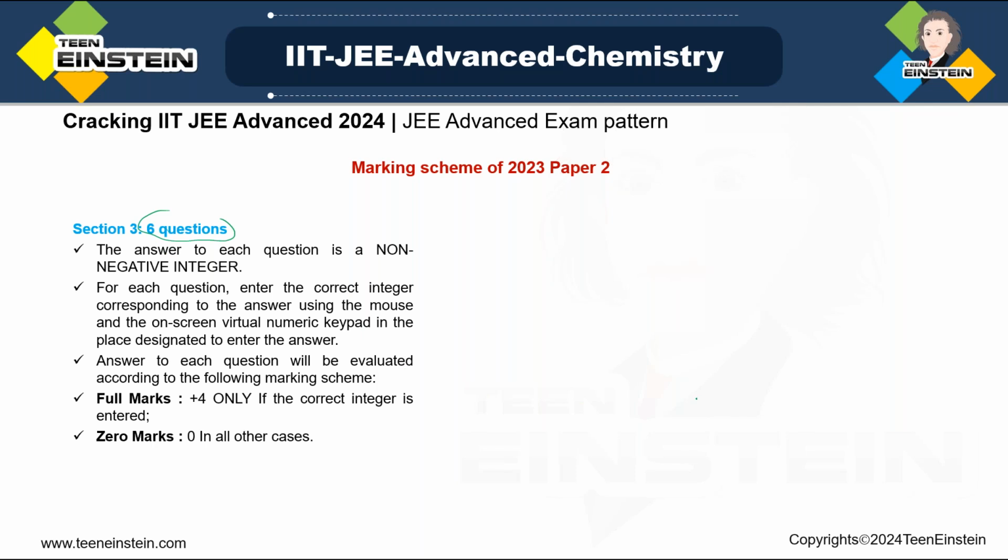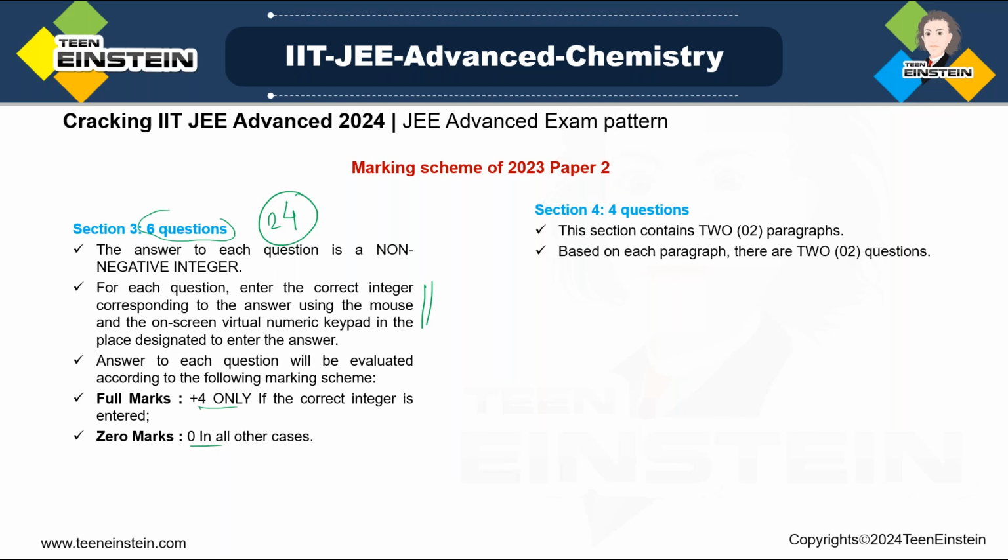non-negative integer. So here, as already mentioned, you can use the mouse or on-screen virtual numeric keypad. +4 if it is correct, 0 in all other cases. So +4 and 6 questions, that means the total maximum marks possible is 24. Section 4, we have 4 questions.